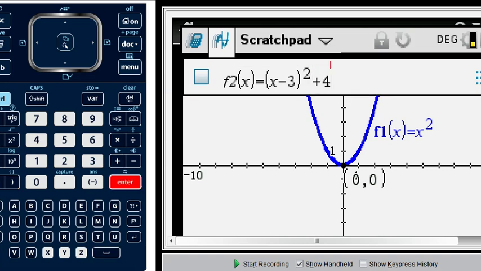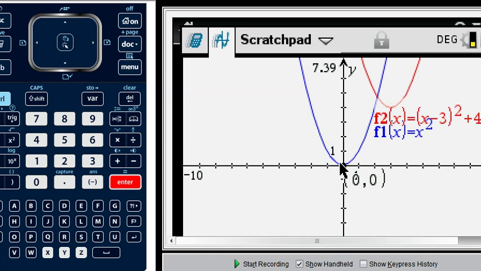Enter. Yep. And you should get this red one up here. This one right up here. Yep, make sure you put x minus 3 in parentheses. And then plus 4. And then you hit enter. Come here, I'll look at it.